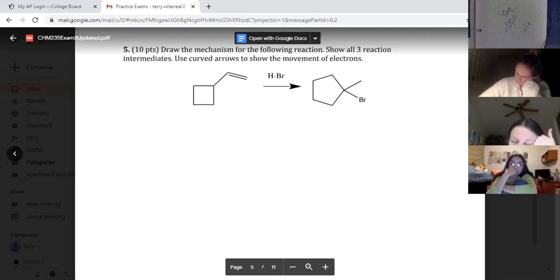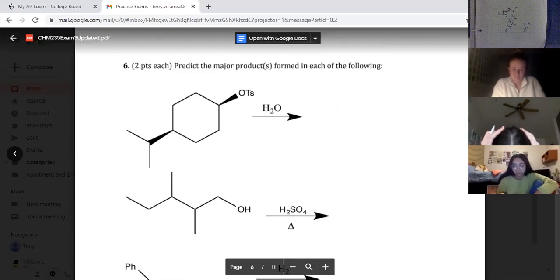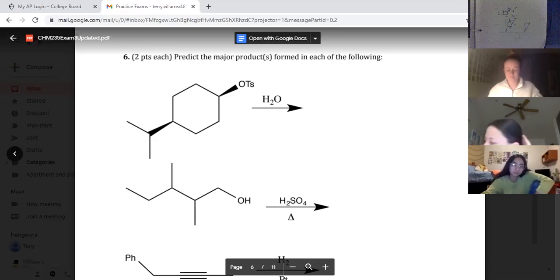Okay, so let's go on to our next page. Predict the major products formed in each of the reactions. So predict the major products in each of the following reactions. So let's talk through each of these one by one. Do you guys want to work on them and then we talk through them? Do you guys want to attempt to solve them yourself? Can we just talk through them? Okay, so let's talk through them and we'll figure this out.